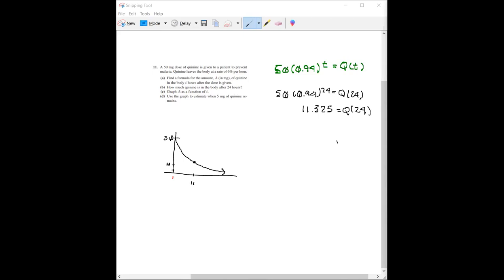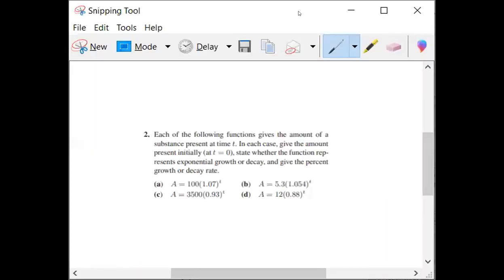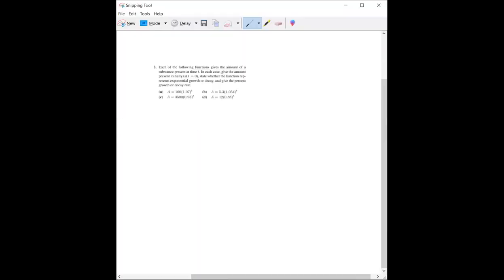The issue is that I have a disconnect with what you say number 2 is. Okay, the question says each of the following functions is the amount of a substance present at time t. In each case, give the amount present initially at t equals 0. State whether the function represents exponential growth or decay, and give the percent growth or decay rate. Yeah, that's what I've got. Awesome.